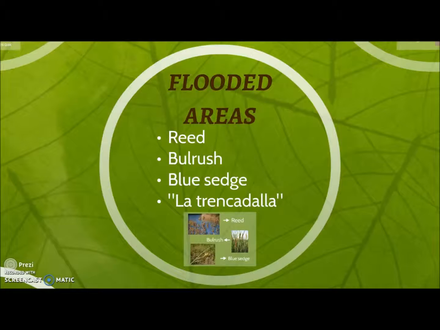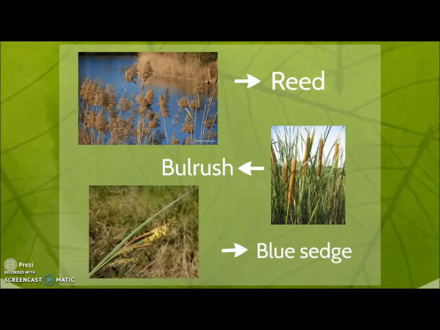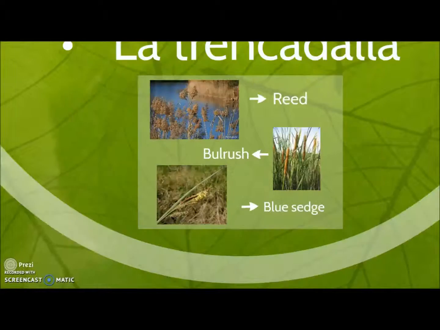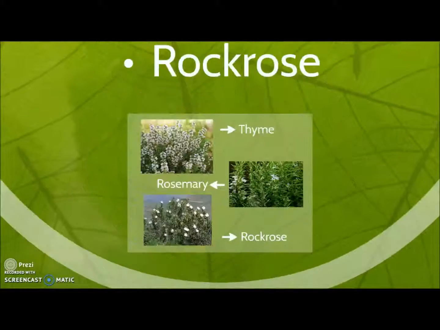In flooded areas, there are plants with their roots, leaves, and stem submerged underwater. Some important examples are reed, bulrush, blue sedge, and la trencadella. Finally, in rocky substratum, we can find plants such as thyme, rosemary, and rock rose.